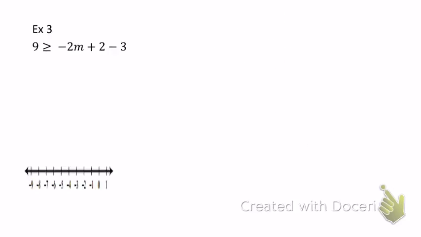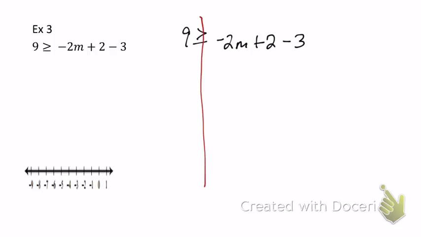Okay, so our next problem, we've got example 3. We have 9 is greater than or equal to negative 2m plus 2 minus 3. And draw my line down the middle of the problem. We've got 9, so I can't do anything on the left side. Greater than or equal to negative 2m, but this time 2 minus 3. I know those are like terms because neither of them have a letter, so 2 minus 3 would be minus 1. So I'm going to add 1 to get rid of minus 1. 9 plus 1 would be 10, is greater than or equal to negative 2m.